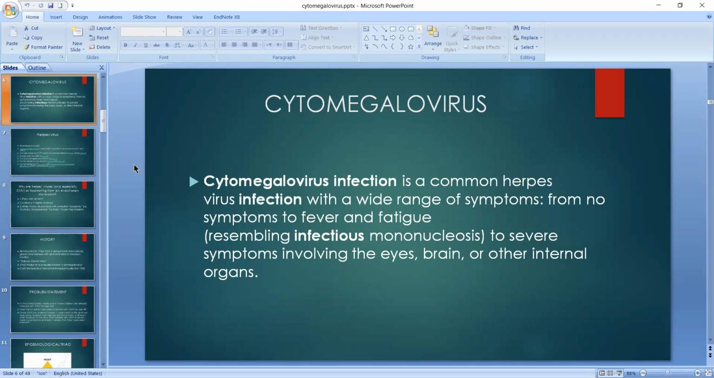Cytomegalovirus introduction. Cytomegalovirus infection is a common herpes virus infection with a wide range of symptoms, from no symptoms to fever and fatigue, to severe symptoms involving the eyes, brain, or other internal organs.